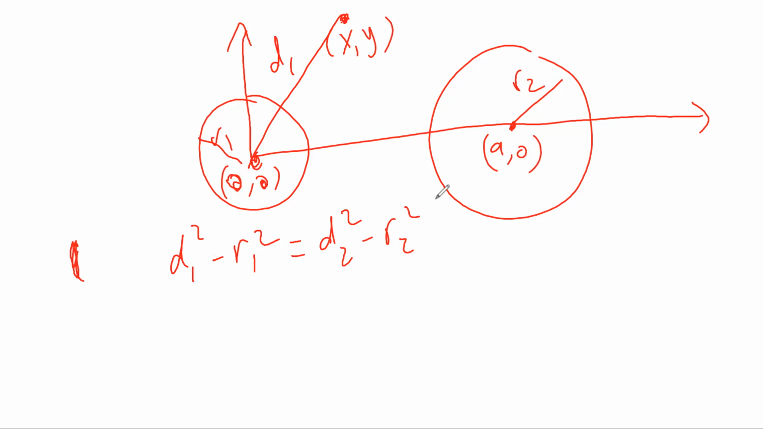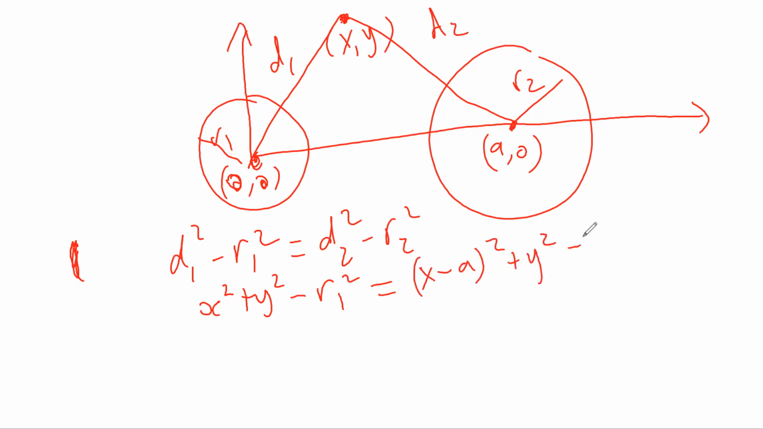So the d squared is just the distance formula. So that's just x squared plus y squared. R1 is just given as a constant, right? And then d2 squared. Now there's an a there. That's the only difference, yeah? Okay. So the y's immediately cancel, which is good, right?